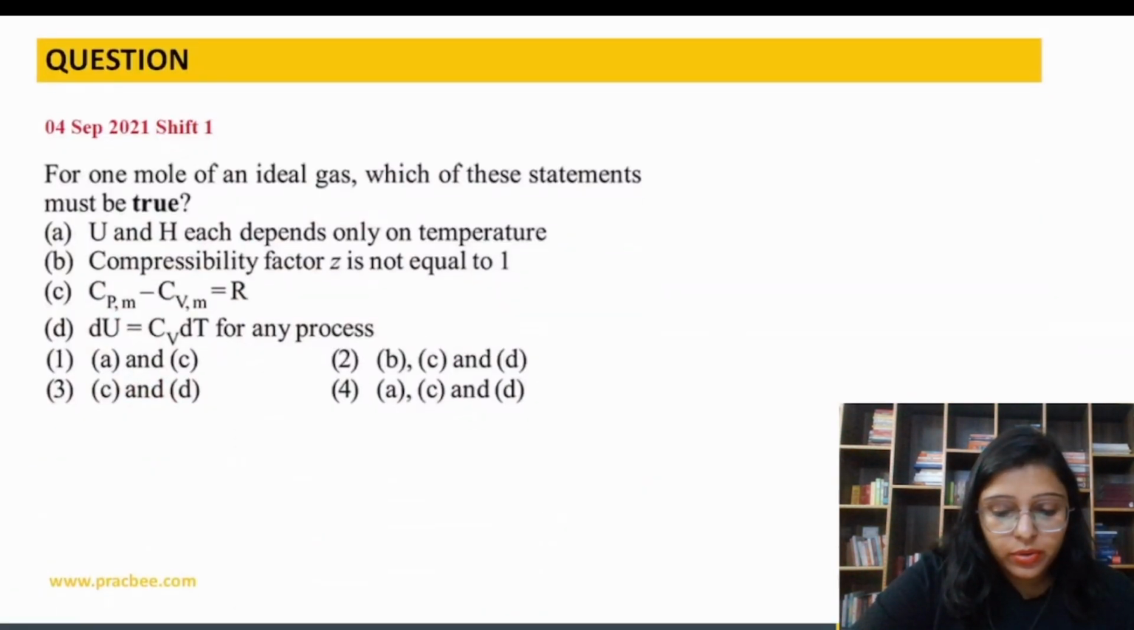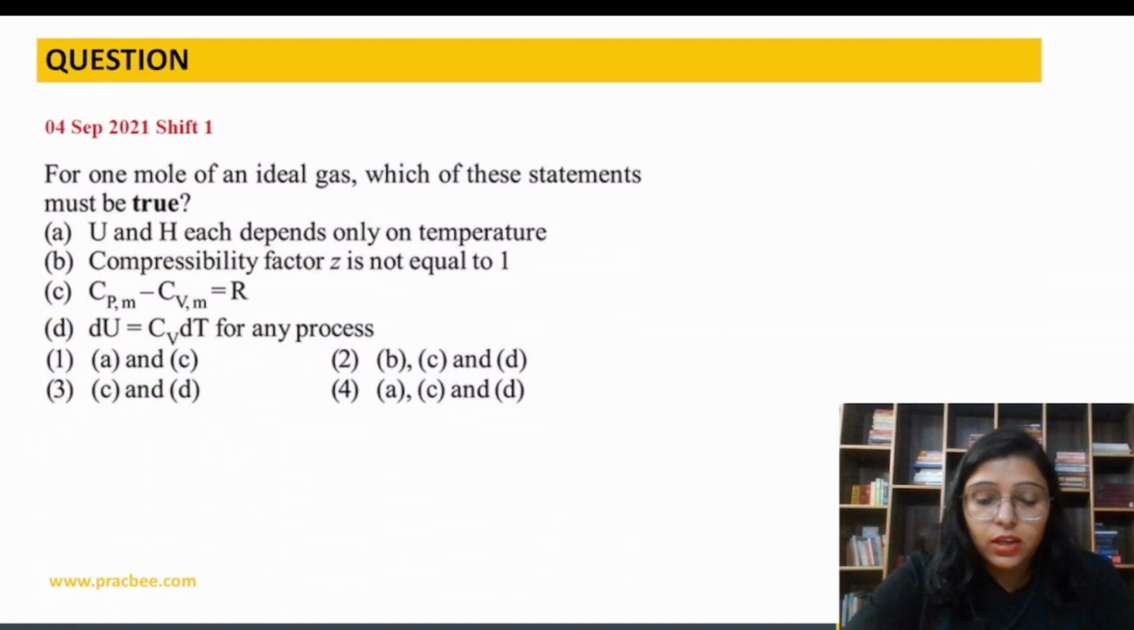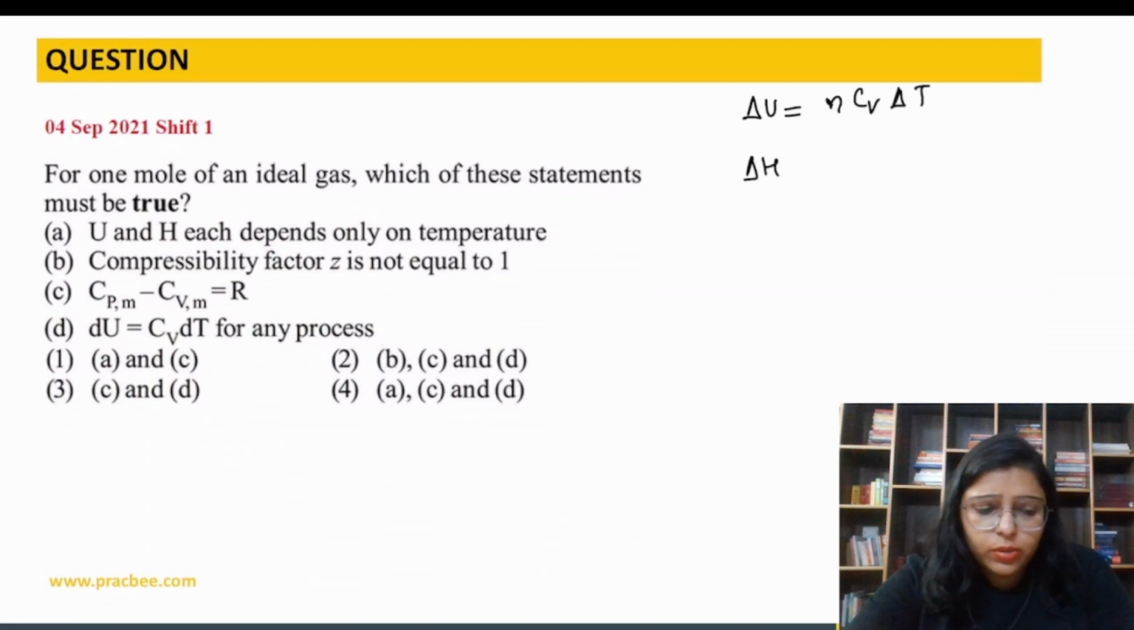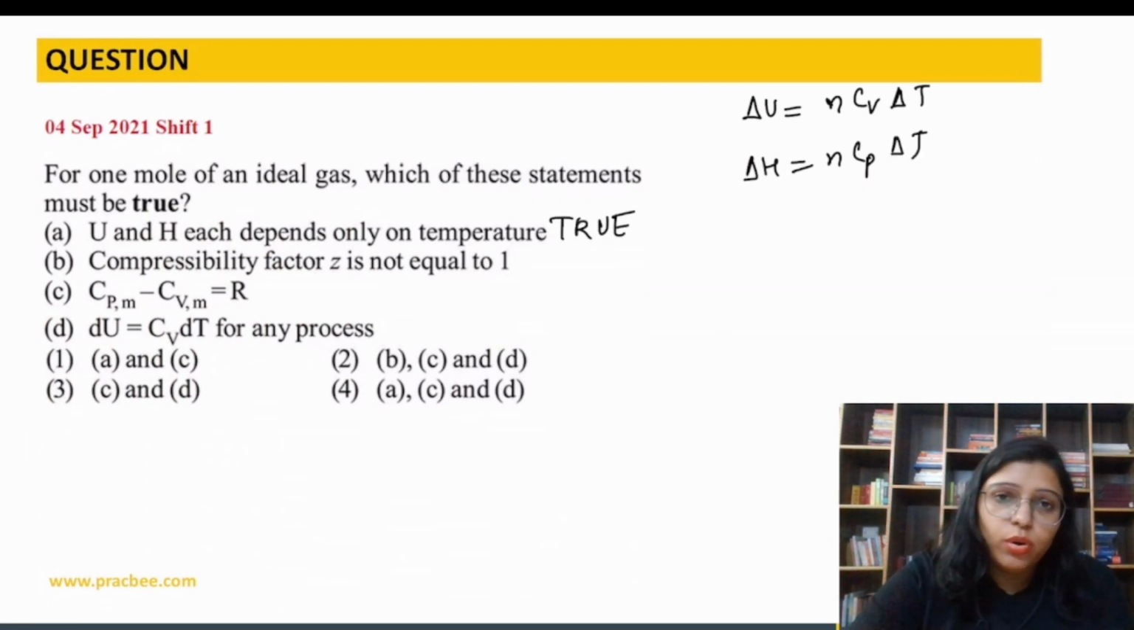Now let's do the next question. For 1 mole of an ideal gas, which of these statements must be true? U and H each depend only on temperature. Yes. Delta U is equal to n Cv delta T and delta H is equal to n Cp delta T. Both depend on temperature. True. Compressibility factor Z is not equal to 1. So see, Z is what? Compressibility factor, PV upon RT.